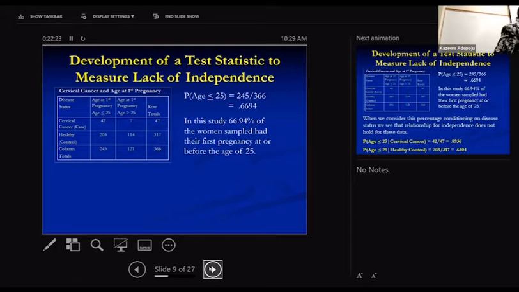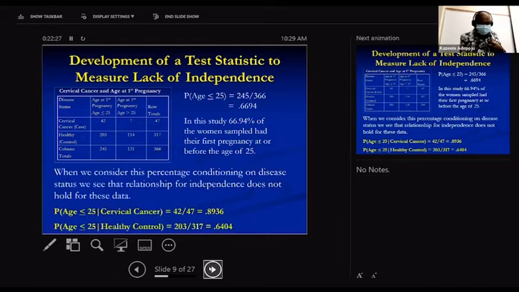Now, the next thing we want to find is the conditional probability. We're going to have two. The first one, we want to find the probability of age less than or equal to 25 given cervical cancer. We're also going to find the probability of age less than or equal to 25 given the control.